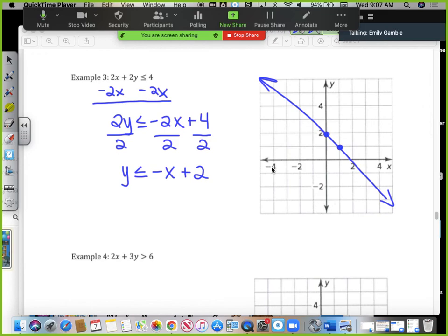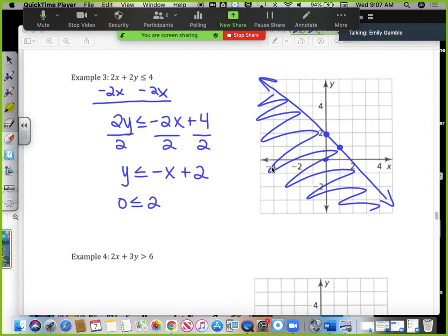I can test 0, 0 since it's not on the line, and I get 0 is less than or equal to 2. That is true. That means anything underneath the line is the solution, which is kind of what I thought, since anything less than or equal to that line I would think would be below.